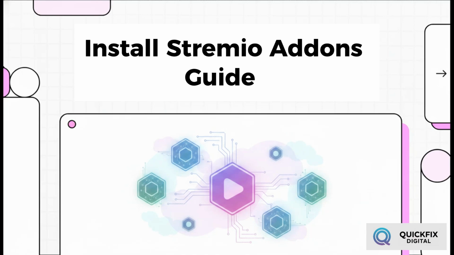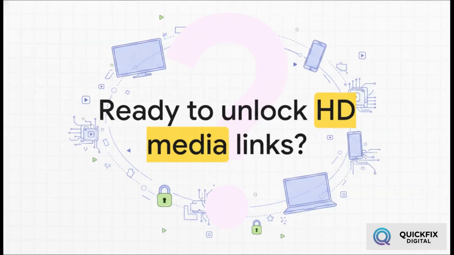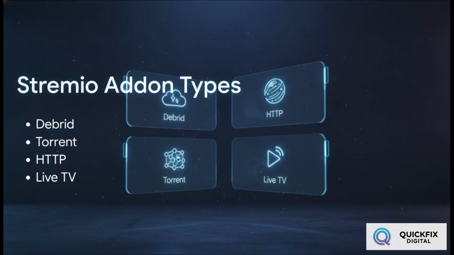Let's jump right into this explainer and upgrade your Stremio setup today with unofficial community add-ons. Ready to sync those high-def media links across all your devices? Let's get right to it. First up, pick your add-on type. You've got Debrid, Torrent, HTTP, or Live TV.